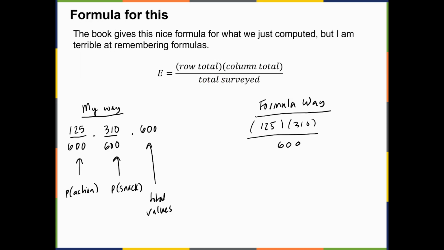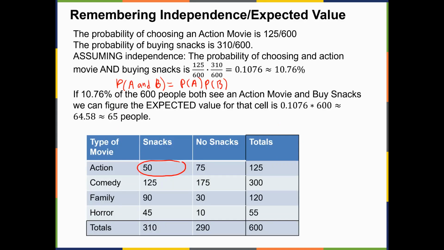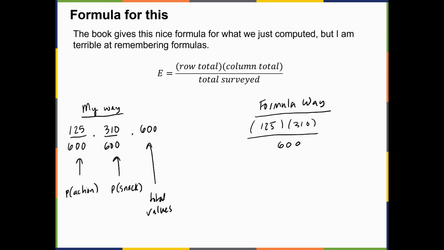The book gives a nice formula for what we just computed, and I'm going to go through what their formula says versus what I computed. Their formula says the expected value, so that's what this E stands for, is the row total times the column total divided by the total number surveyed. So the formula way, that would be the row total, which was 125. The column total is 310. 125 times 310 divided by 600. That's the formula way of finding it.